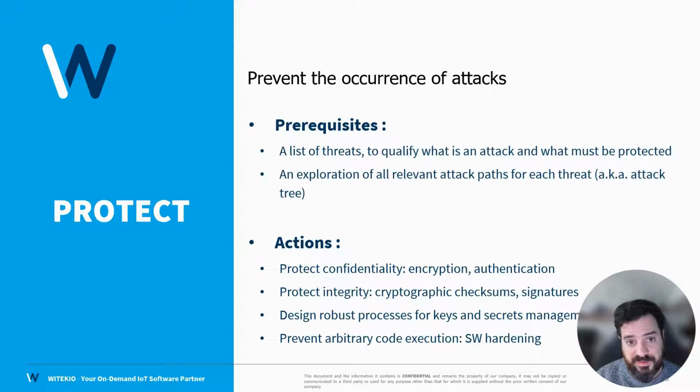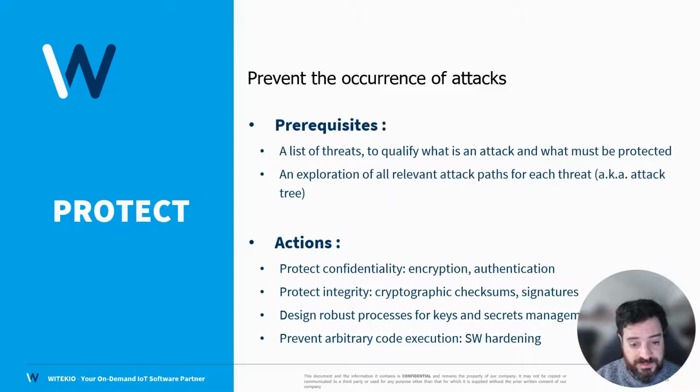Protecting a product is preventing the occurrence of attacks. So we are trying to avoid the possibility for an attacker to actually achieve one attack. What we need in terms of protection is, well, basically the risk assessment. We need a list of threats. We need to qualify which threats are realistic on the product with the right attack model. And for each threat, we need to spend some time exploring what are the relevant attack paths, how this threat could be implemented by an attacker.